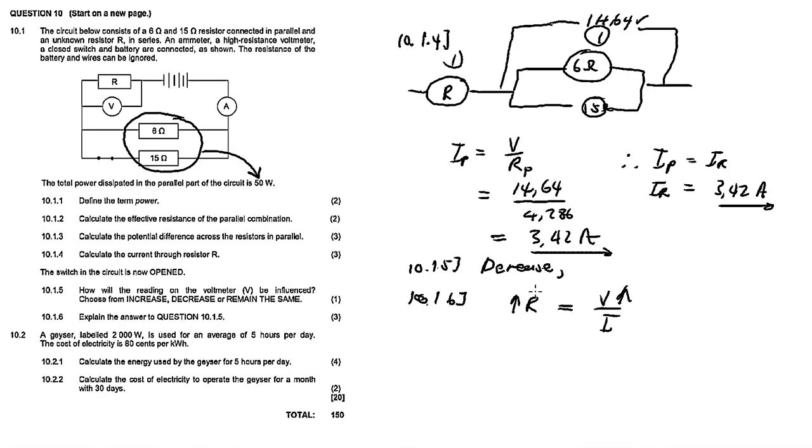Or another way of explaining it, the total resistance increases, therefore the current for the circuit does what? Decreases. Therefore, since R will remain a constant, it also means the potential difference across the resistor decreases as well. So that's the answer for 10.1.6.